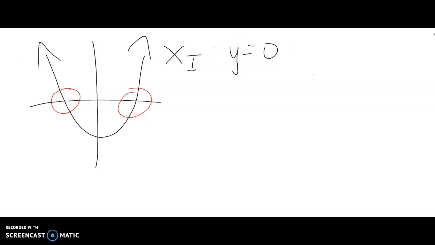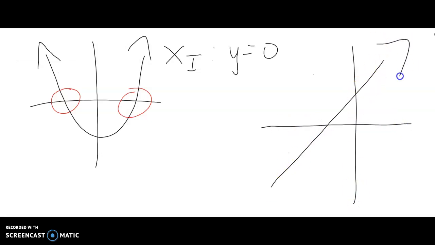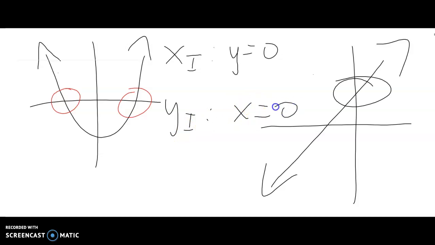And then solve. Now let's think about the y-intercept. Let's say it's something like this. The y-intercept's right here. That looks very similar, so we're crossing the y-axis. The y value is going to depend on where I'm crossing. But what do you notice about the x value? It equals 0. So for my y-intercept, I'm going to set x equal to 0 and solve.